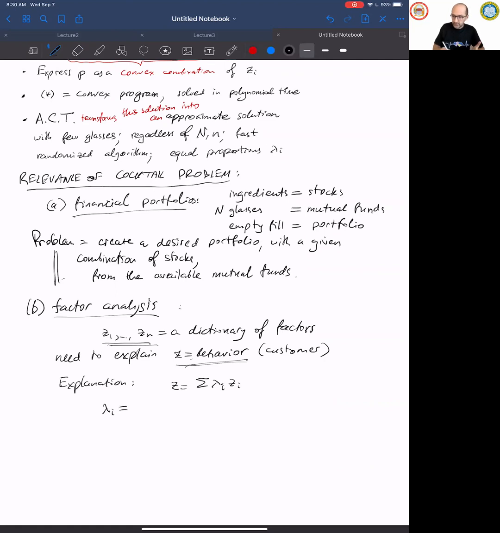Where lambda I is the proportion. So you mix these factors into proportion, and lambda I is, let's say, the factor I explains lambda I proportion of the customer behavior. So the solution says, okay, here's how you explain this. Let's say income explains 25% of political preferences, and let's say age explains the next 10% of political preferences, and so on and so forth. So this is what we would like to see.